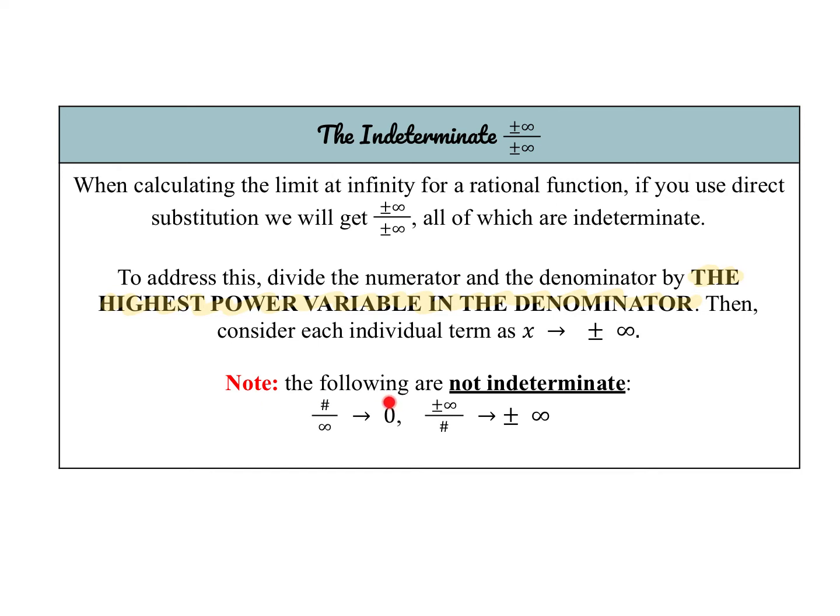We'll look at each individual term as x approaches positive or negative infinity. A few things I want to note are not indeterminate. A number over infinity is not indeterminate. That scenario will approach 0, so if we ever see it, we can evaluate that limit. It will be 0. And if you have plus or minus infinity over a number, that is also not indeterminate. We can evaluate this limit. This will approach positive or negative infinity. So again, the case that we're really looking for is that infinity over infinity. That's when we divide the numerator and denominator by the highest power variable in the denominator.